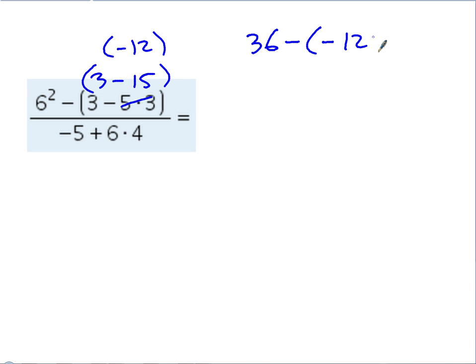If people made a mistake on this, what they tend to do, and I don't know why, but it just tends to happen a lot, people tend to make that 36 minus 12. I think they just overlook the fact that you're subtracting a negative. But what is it really going to end up being? So it's not 24, it's 48. Subtracting a negative is adding. So we get 48 on the top.